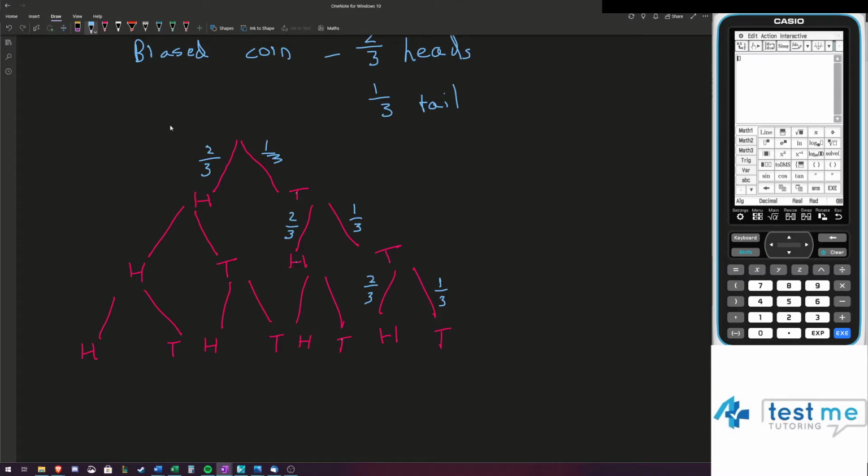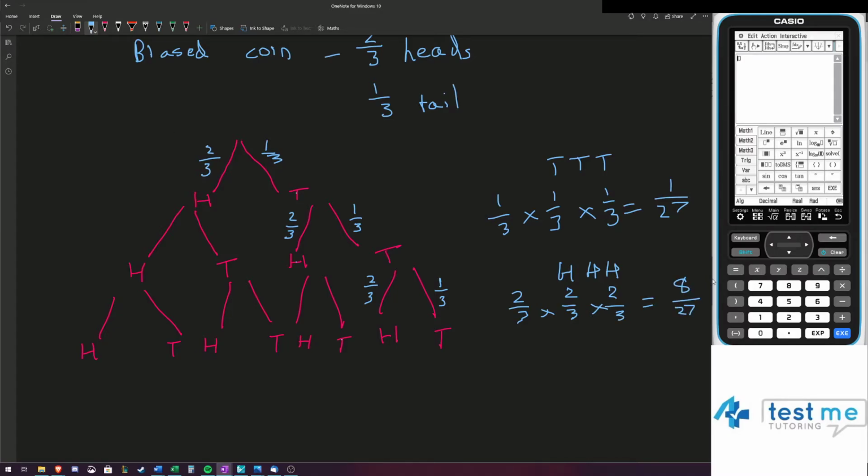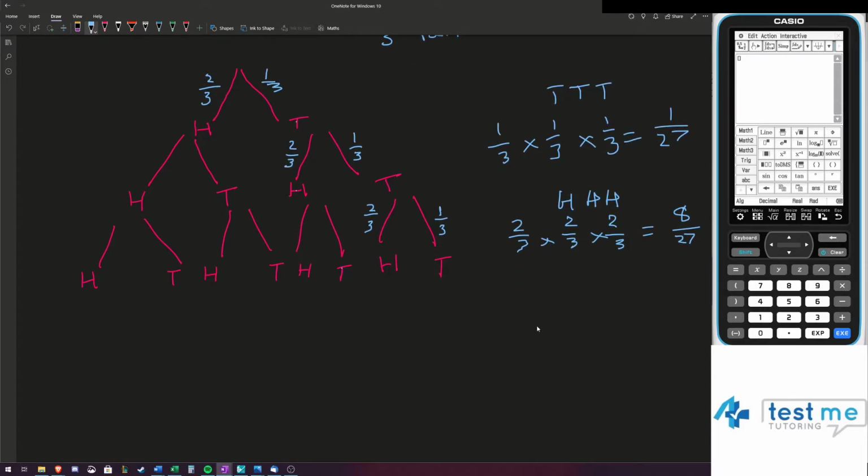So questions might state, okay, what is the probability? Let's just say that we have 3 tails, for instance. Now, the way we do this in Year 9 is we go, okay, what's 1 over 3 times 1 over 3 times 1 over 3, right? Okay, and that's 1 over 27. That's for tails, tails, tails. Okay, and what about 3 heads? Heads, heads, heads is 2 over 3 times 2 over 3 times 2 over 3, which is 8 over 27, right? So that's well and good, but these binomial questions start getting a bit more complex.